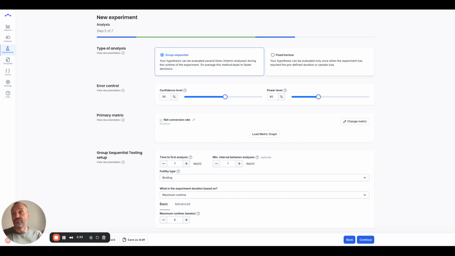You could run analysis every day, for example, or every second day, or maybe every 7 days if you really want a representative sample. So in this case, for example, the first analysis will happen after 7 days, the second one after 14 days, 21 days, and so on until the experiment is completed. And this typically happens when the experiment reaches its maximum runtime or when it crosses one of the test boundaries at one of the interim analyses. The right setup really depends on the metric you use, but also on the effect you expect to have and the maximum possible runtime of your experiment.